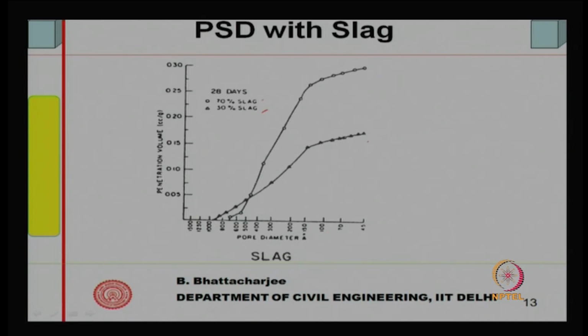So, 70% slag is somewhere here, higher porosity, 30% slag seems to perform better, but 70% slag shows lesser pore sizes, although porosity seems to be somewhat higher. So, some idea of the pore size distribution measured with mercury intrusion porosimetry is shown in this.